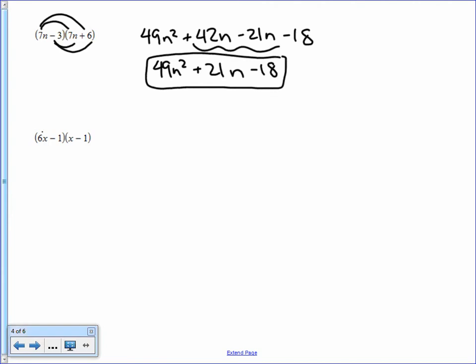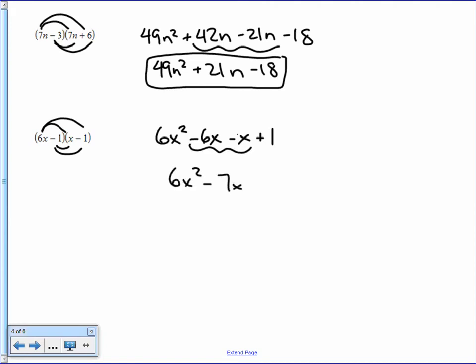And the last one for this little chunk. Distribute that 6x through. 6x times x gives me 6x squared. 6x times negative 1 gives me negative 6x. The inside ones are negative 1 and x, which gives me a negative x. And then negative 1 times negative 1, remember two negatives give you a positive, so positive 1. Once again, I can combine those. So we have 6x squared minus 7x, and then plus 1.